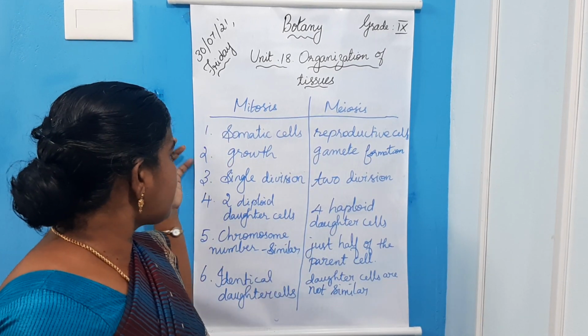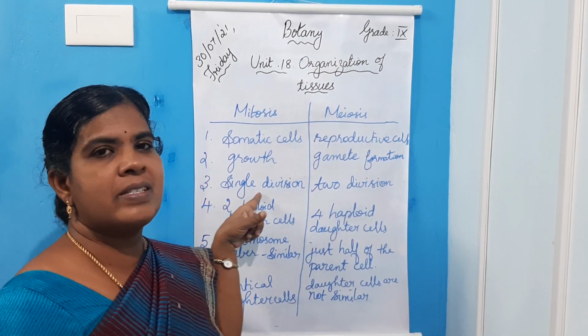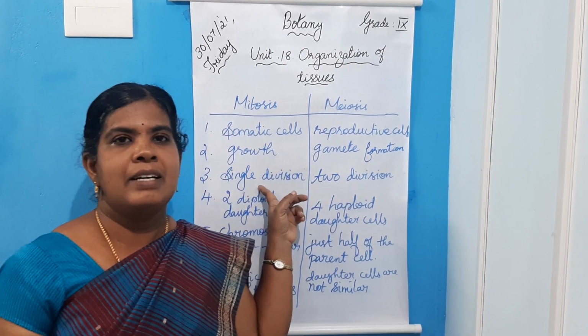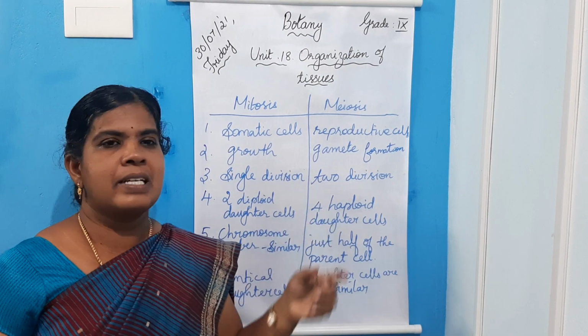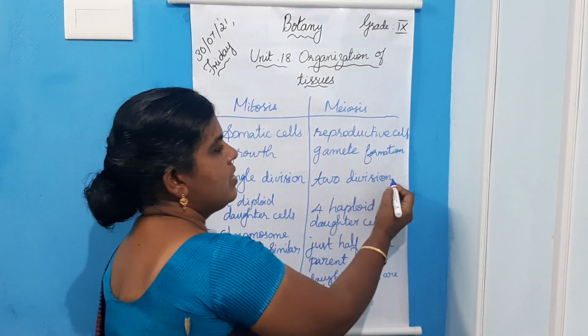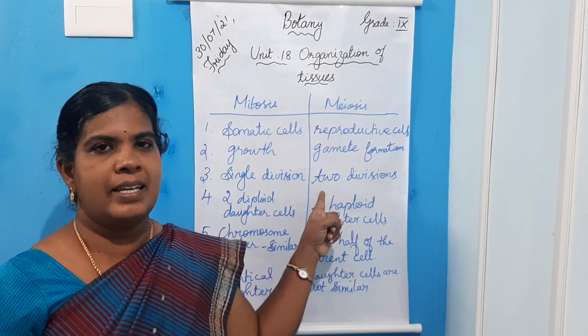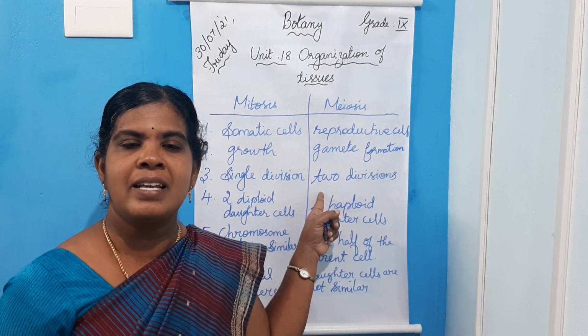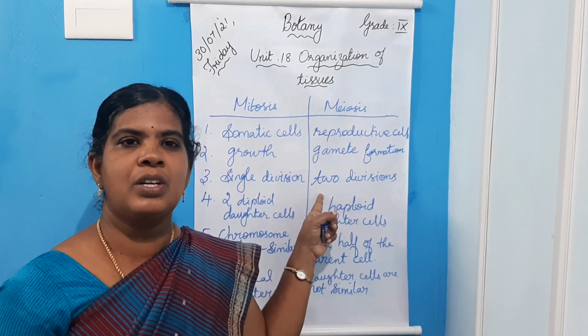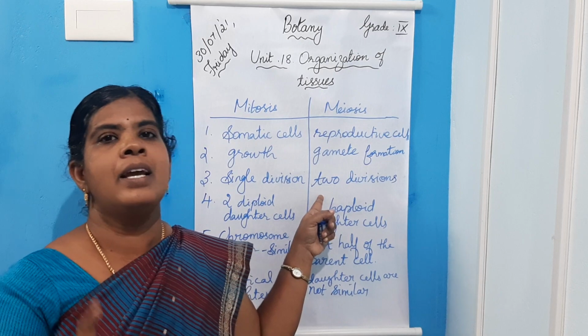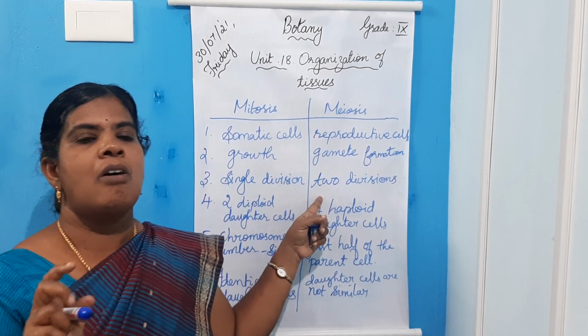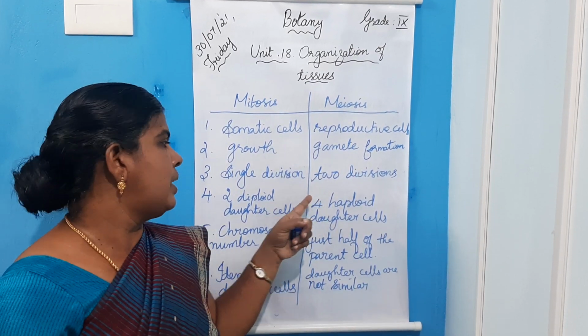Then third, mitosis consists of a single division. What about meiosis? It consists of two divisions. What are the two divisions? Heterotypic division or first meiotic division, and homotypic division or second meiotic division.